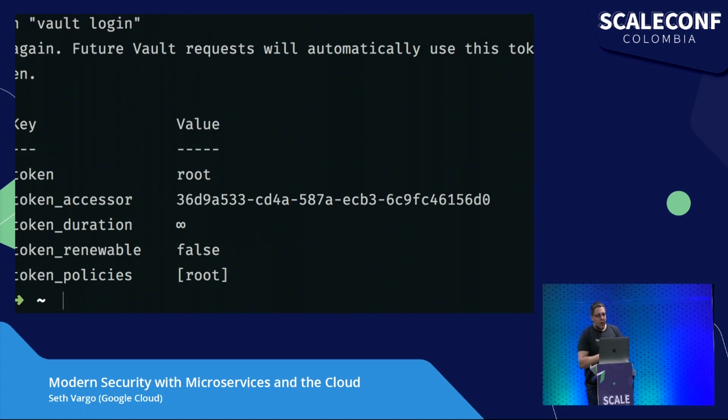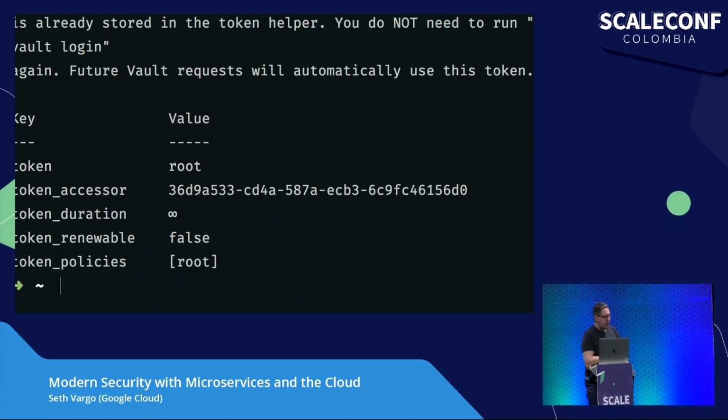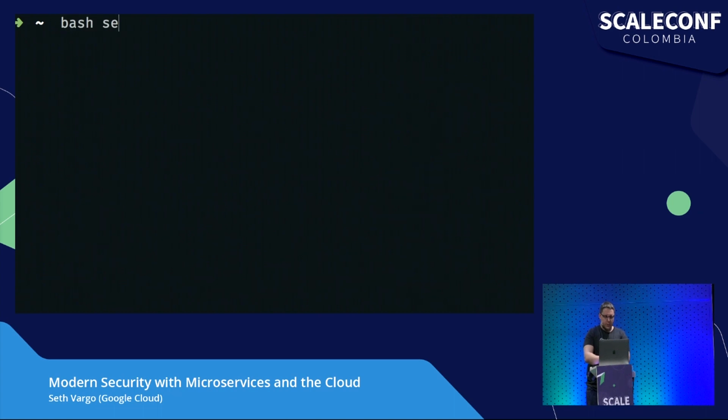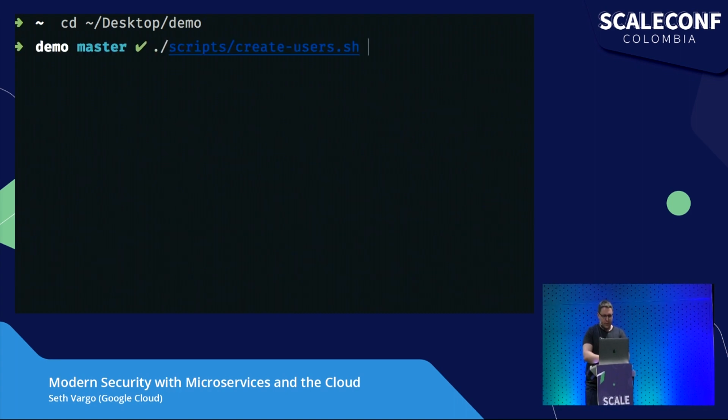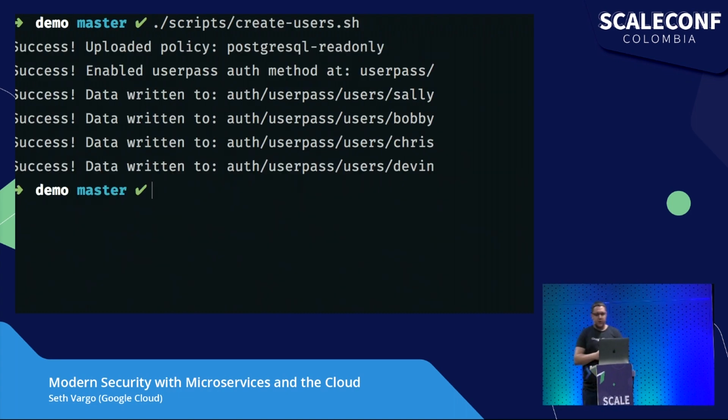Root. At this point, I'm the super user in Vault, and I can do anything that I want to do. This is because this is a brand new Vault server. There's no configuration. So the first thing I'm going to do is create some users. Wow, I guess it helps if I'm in the right directory, huh? So I'll create some users.